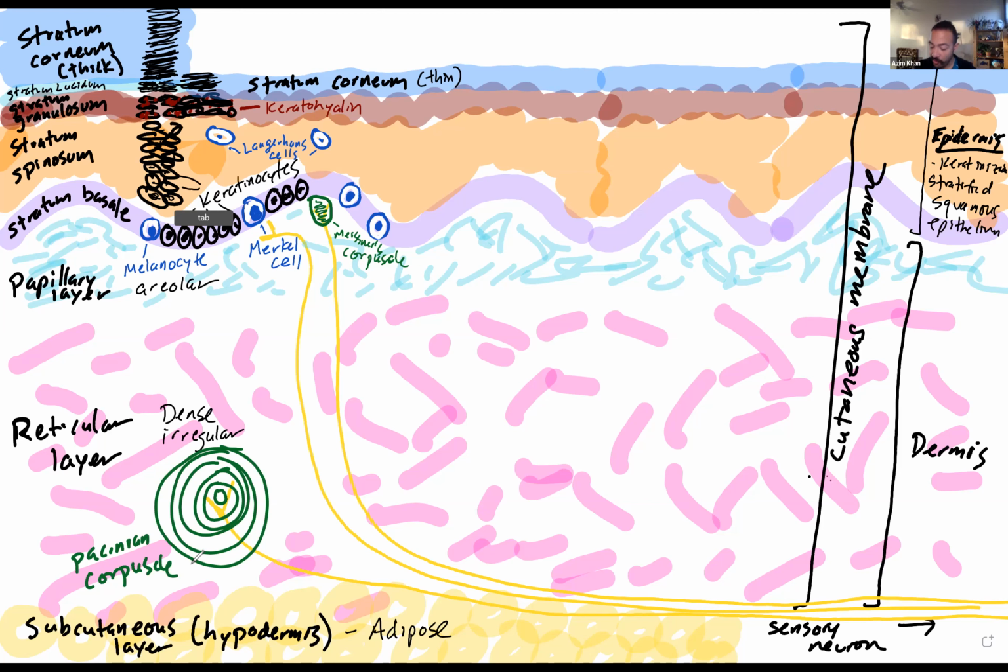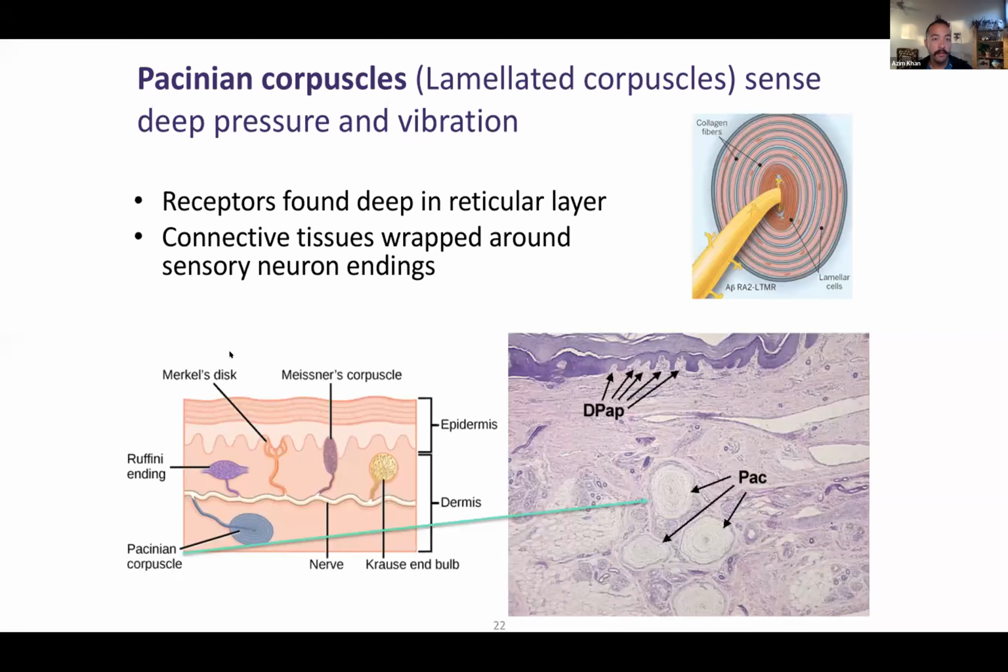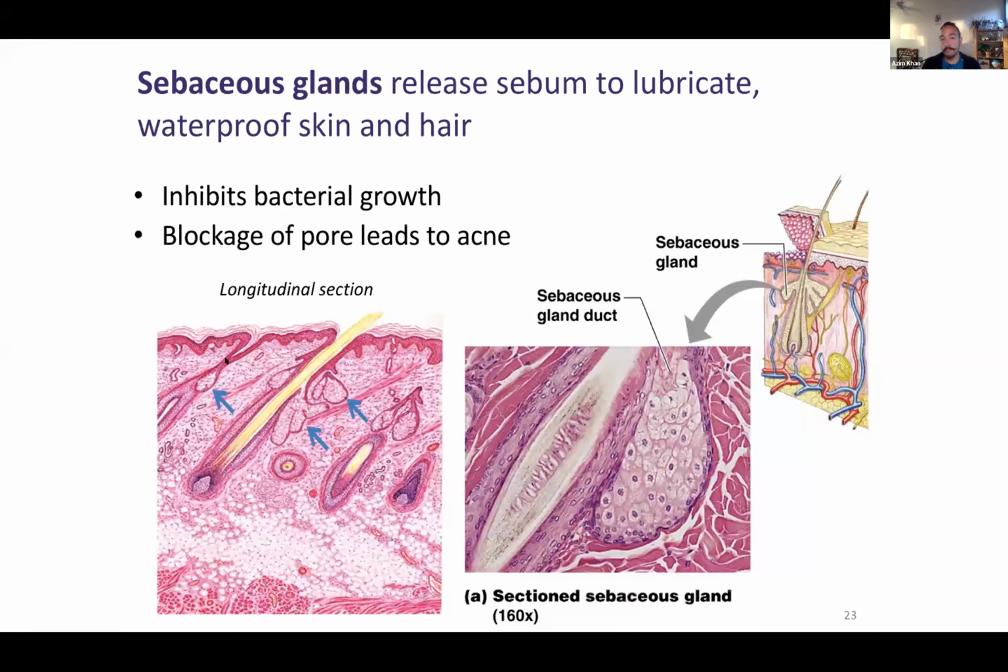That again differs from Merkel cells. Remember, Merkel cells over here? Merkel cells are neuroepithelial cells that sense the light touch and then send that signal to a nerve ending. So they're not covering the nerve ending, they communicate with the nerve ending. In the dermis, I said that we can find glands.